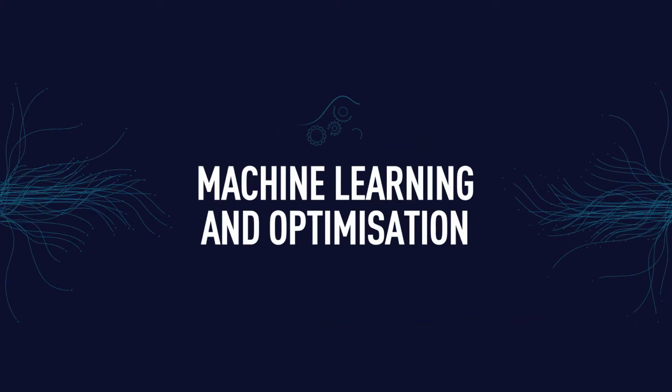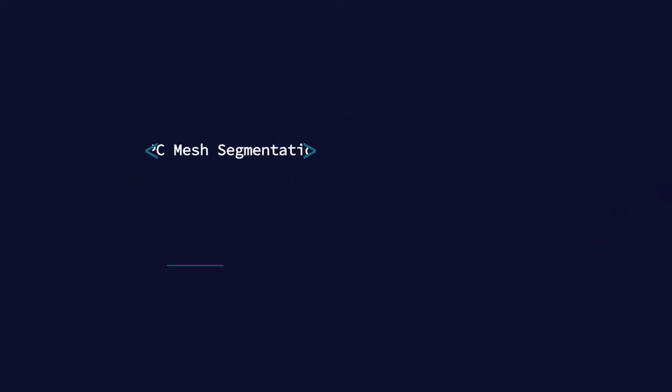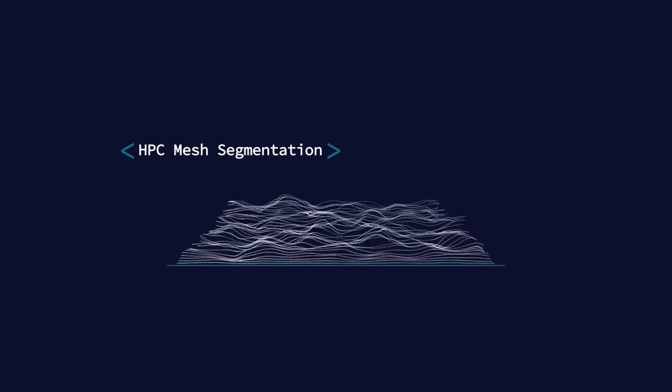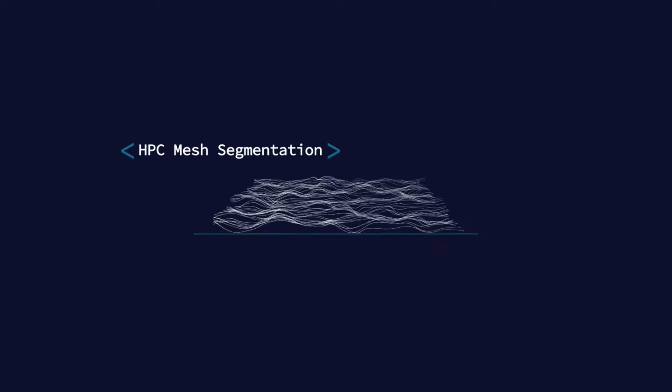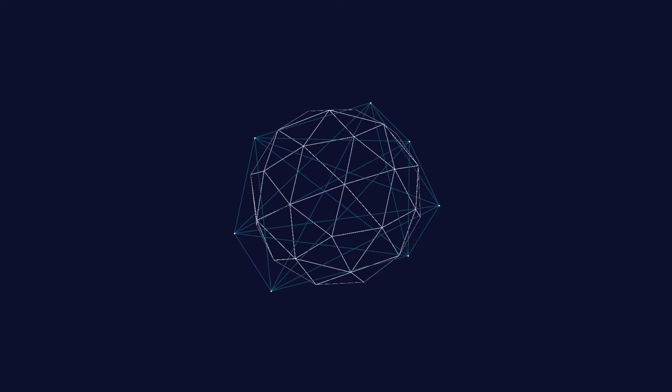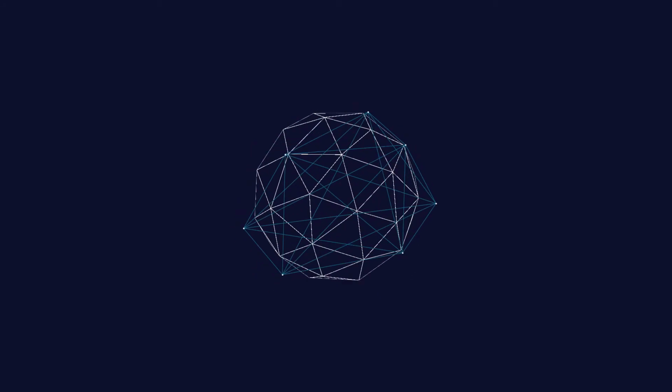Now, 4 use cases in machine learning and optimization. Creating numerical meshes for realistic simulations is a compute-intensive, challenging task. Quantum computing can be the main workhorse to increase the accuracy of their creation.